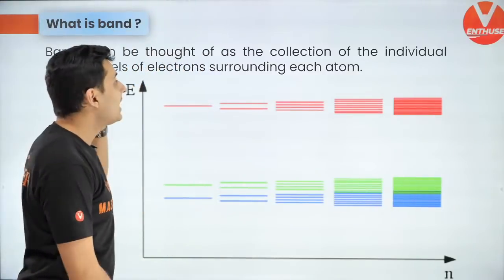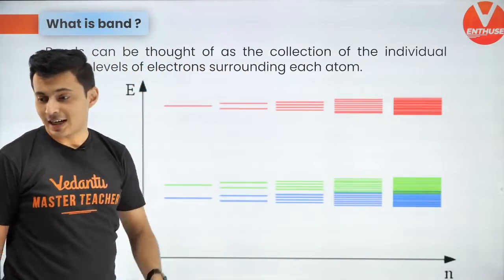So this is a collection of energy levels of electrons surrounding each atom.